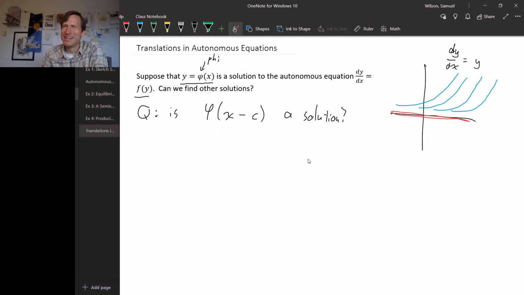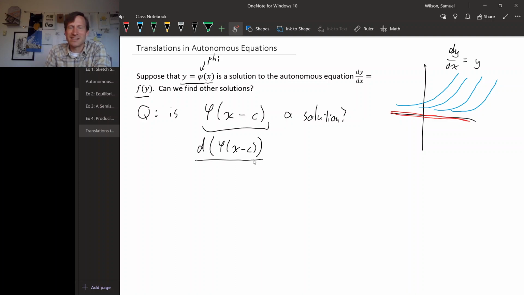Well, let's see, how can we check if a function is a solution? To check if a function is a solution, all we can do is plug it into the differential equation and see if it works. So let's take this function and plug it into the differential equation. Well, to plug it into the differential equation, the first thing we need to do is take its derivative. So let's take the derivative of phi of x minus c with respect to x. And remember that c is a constant.